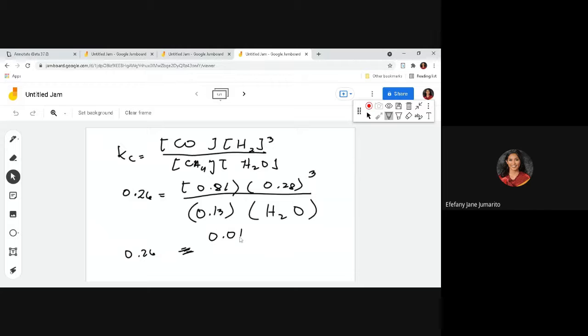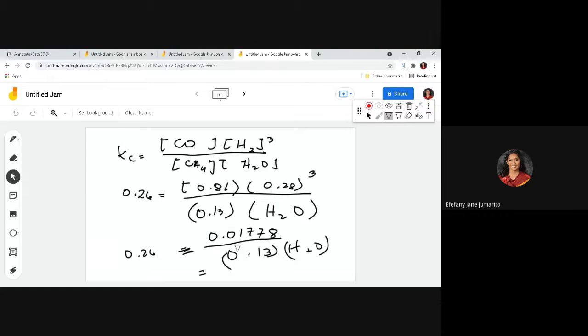So that is 0.001778 for the numerator. Class, as much as possible, if you are not yet done in your solving, keep many significant figures. Divided by 0.13 H2O. 0.01778 over H2O.